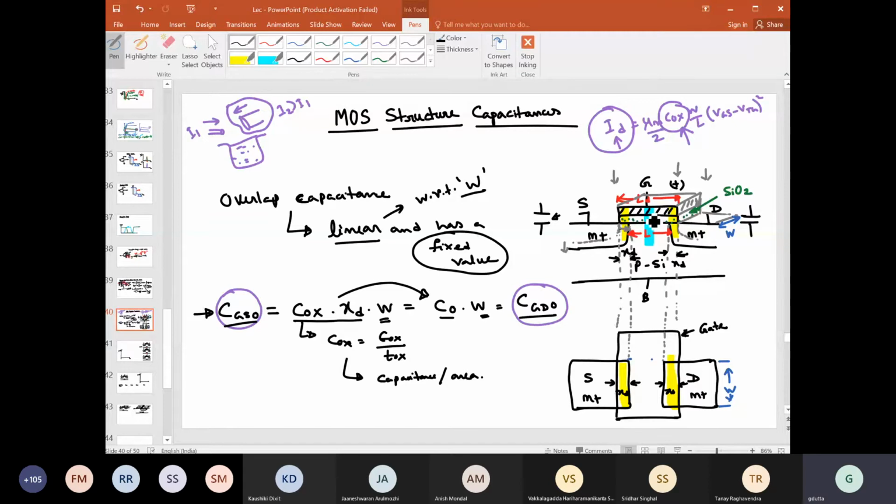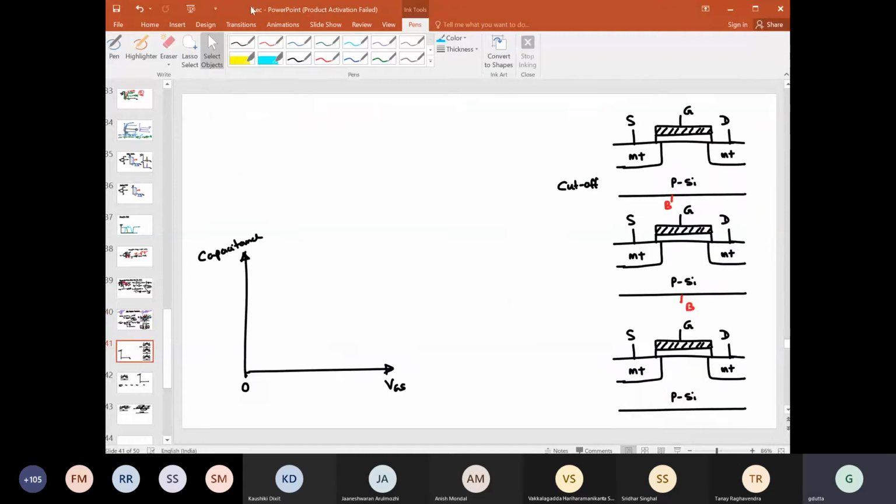Now let us focus more on this capacitance, the one which results in the conduction of current. This part is basically the channel capacitance, which is from this gate to this P-type silicon. Below that we have a body contact here. So we are now discussing the channel capacitance.